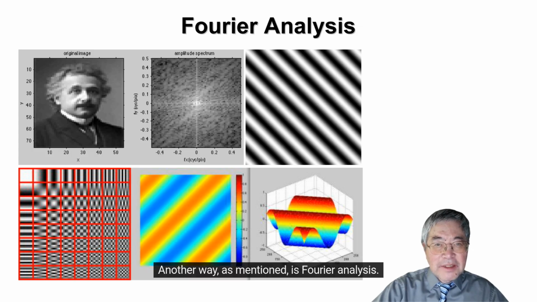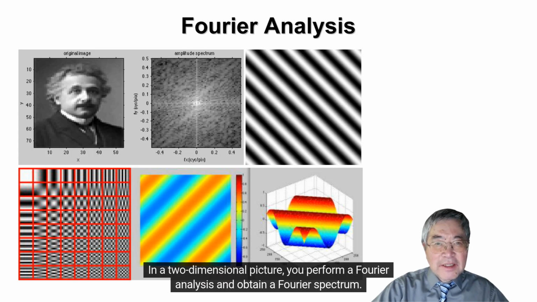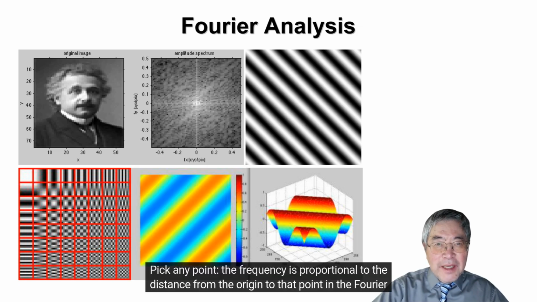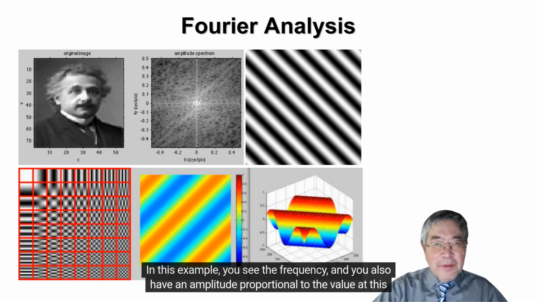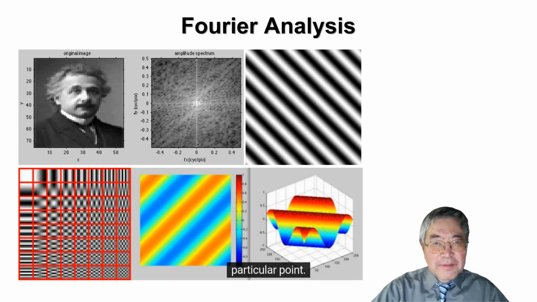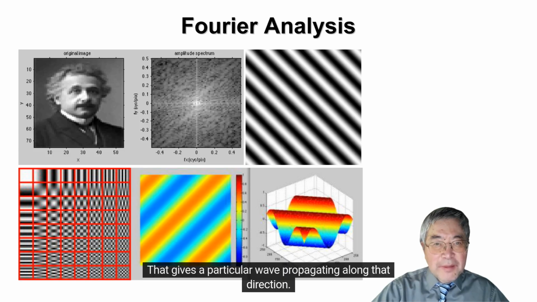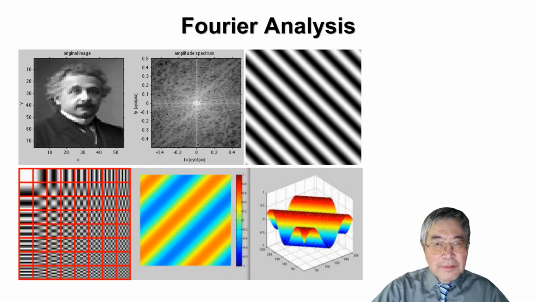Another way, as mentioned, is Fourier analysis. In a two-dimensional picture, you perform a Fourier analysis and obtain a Fourier spectrum. Pick any point. The frequency is proportional to the distance from the origin to that point in the Fourier domain. In this example, you see the frequency, and you also have an amplitude proportional to the value at this particular point. That gives a particular wave propagating along that direction.